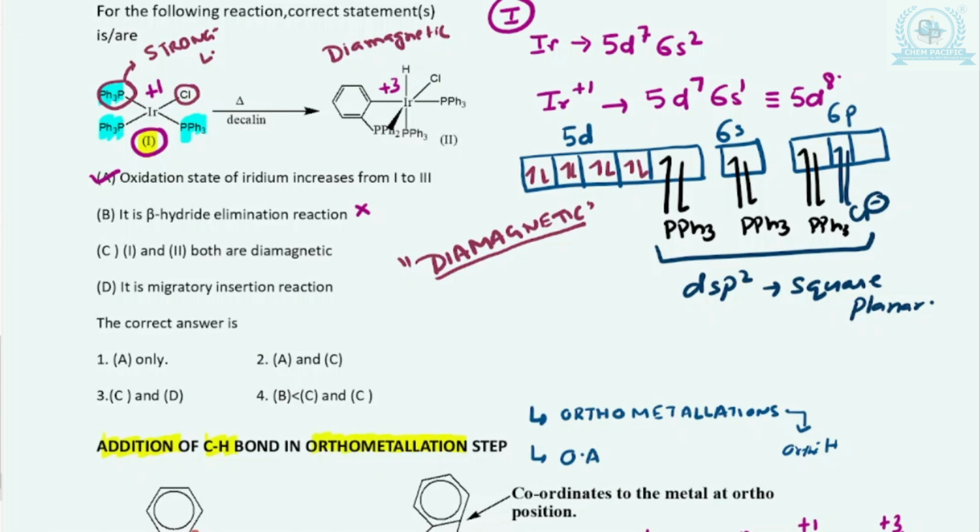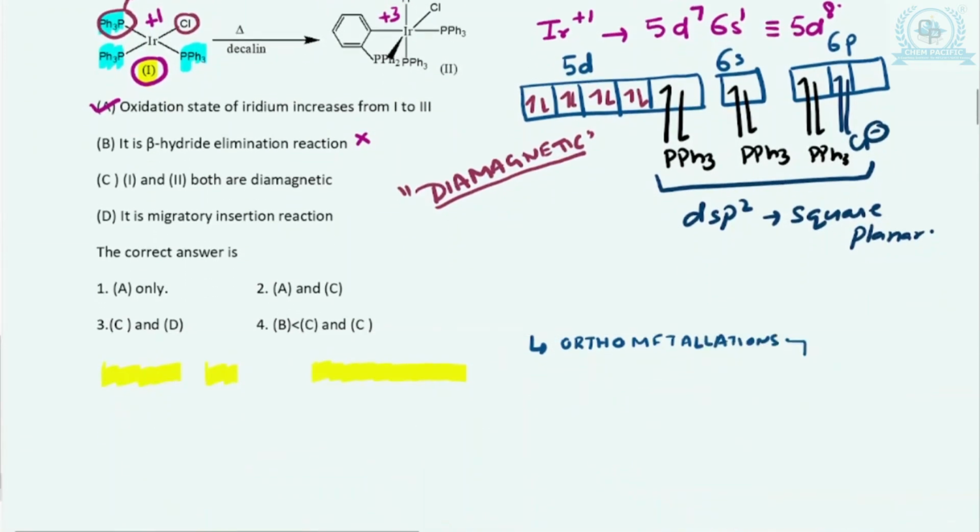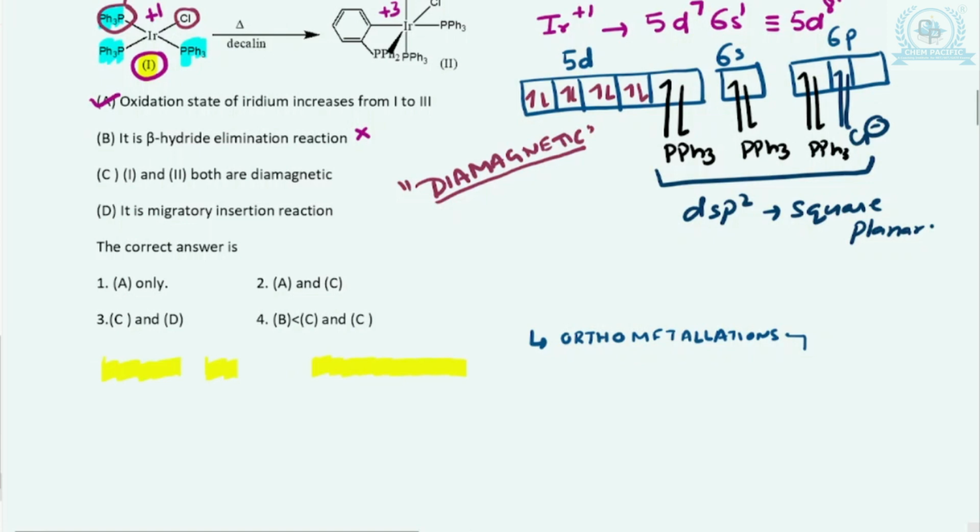And if I want to elaborate on this a little more, in order that you can understand how PPh3 is a 2-electron donating ligand, let me explain that to you. I believe you must be knowing that, but okay, once more I will discuss it.